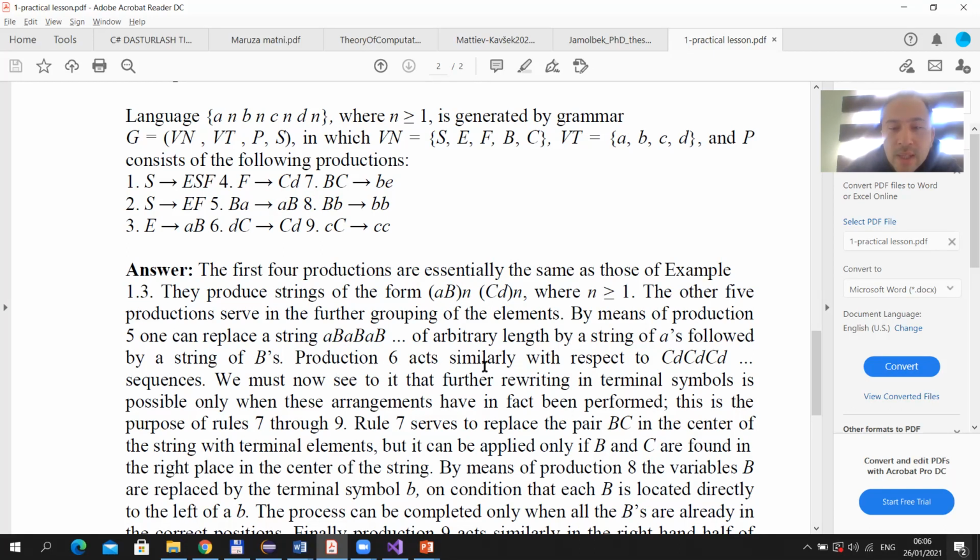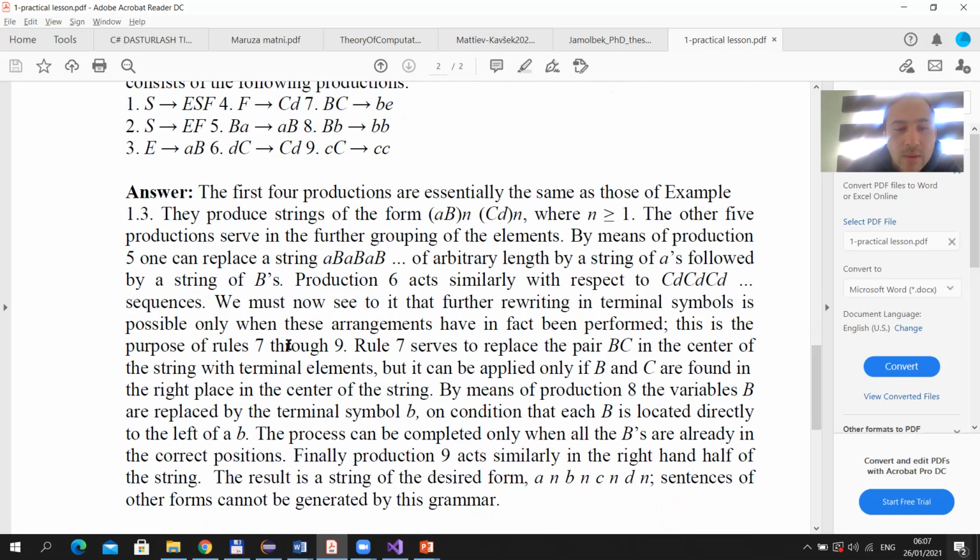Production 6 acts similarly with respect to CD, CD, CD, CD, because this is similar to number 5. We must now see to it that the further rewriting in terminal symbols is possible only when these arrangements have in fact been performed. So this is the purpose of the rules 7 through 9. So 7 to 9.